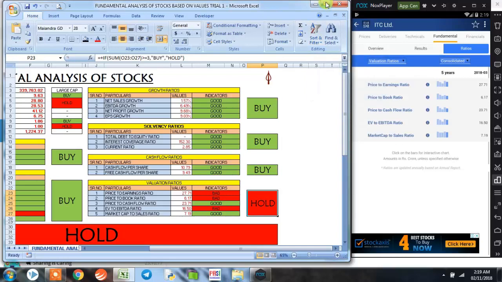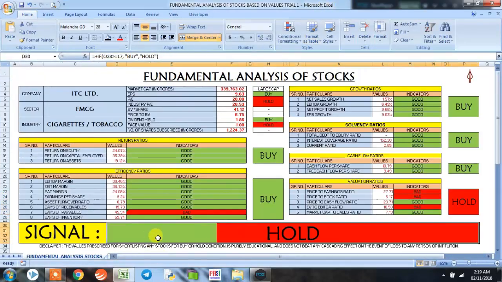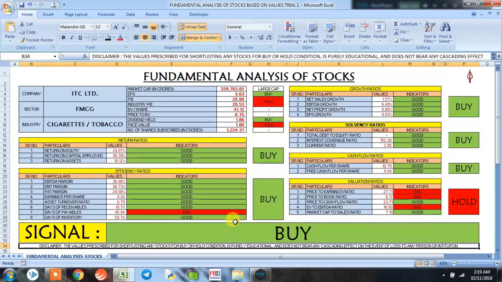Now the program in its entirety has given us a signal to invest in this company at this point of time. That is, to buy this stock at this point of time.